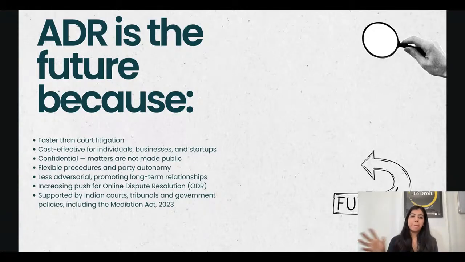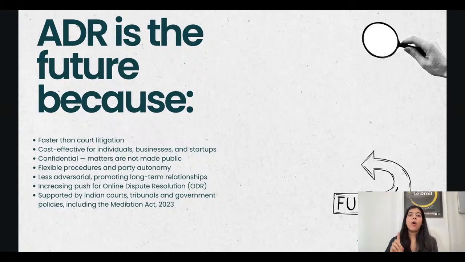ADR is comparatively a much shorter process. Where court proceedings take 10 years, 20 years to resolve a matter, ADR matters can be resolved within a span of 6 months to 2 years at most, considering the case scenario. So if it's a very high value case, it might take a lot of time, but still it will be resolved within a period of 6 months to 2 years at most.